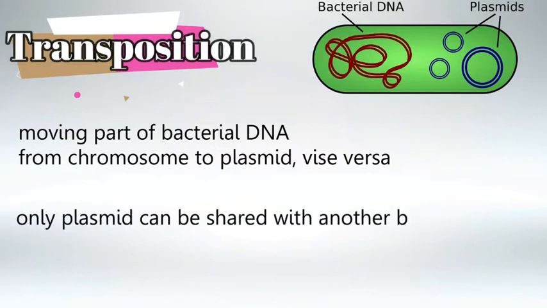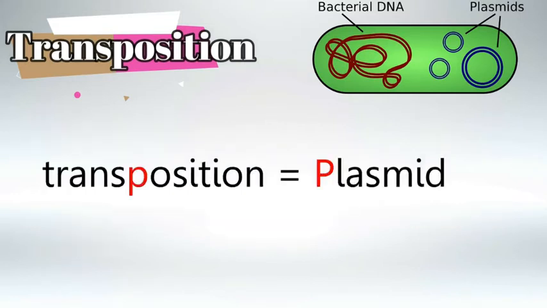Keep in mind that if the bacteria want to share its DNA with another bacteria, it can only share its plasmid, not the chromosome. So the plasmid is smaller and readily accessible. Just remember that transposition has to do with plasmids.